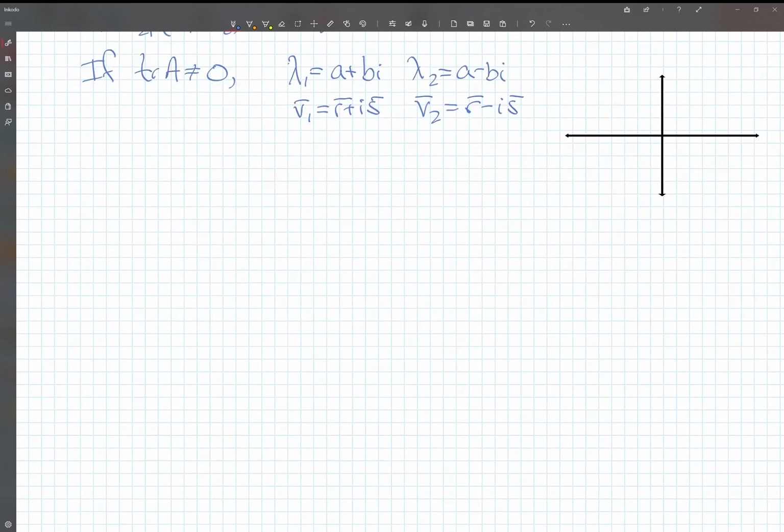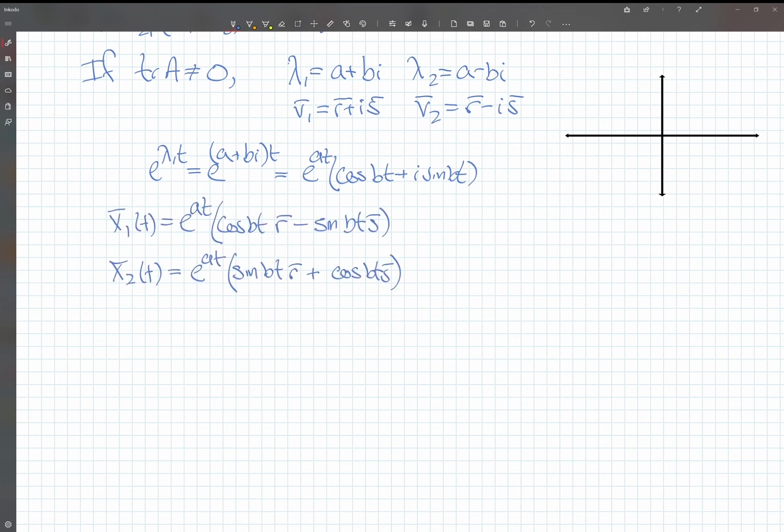The only difference here is that when we write e to the lambda 1 t and e to the lambda 2 t, we're going to get an e to the at out front. Otherwise, everything's exactly the same. So our solutions look like the same as in the case where a was 0, just we have an e to the at out front. So for example, if a is positive, what's happening, we're taking an ellipse, and as we move along the ellipse, we're expanding the radius. What does that work out to? That works out to a spiral. And that's if a is positive, the spiral goes out. If a is negative, the spiral goes in. Of course, you could have a clockwise or counterclockwise spiral. It just depends on b and what r and s are.